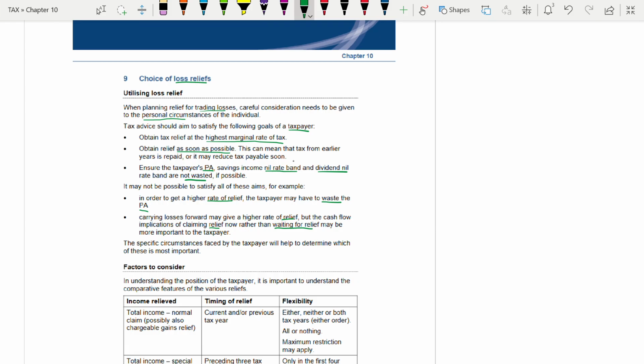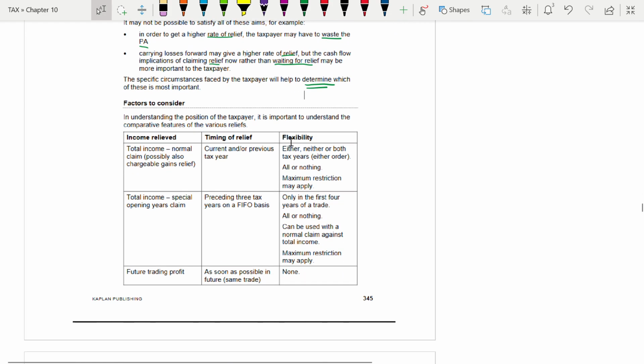We'll have some issues, some positive points, some negative points. Some people say that it is better to take the relief. Some people say that we carry forward the relief. The specific circumstances of the taxpayer, which circumstances the taxpayer is in, everyone will have a different opinion. Total income, normal claim, income relief, timing of relief, flexibility. In understanding the position of a taxpayer, it is important to understand how the things will work.